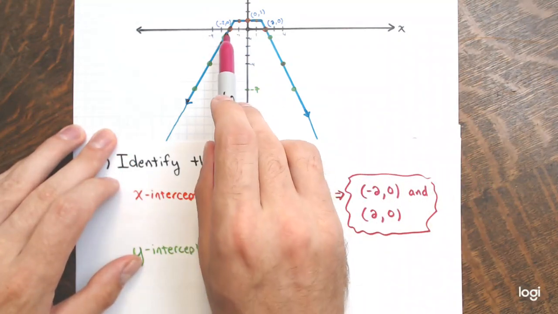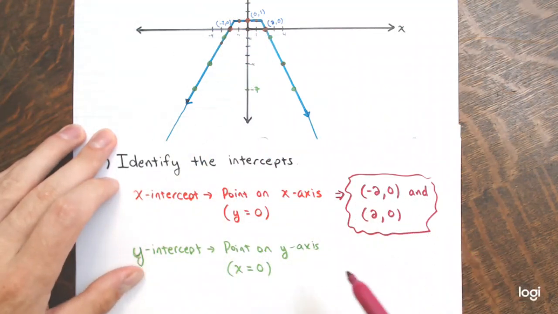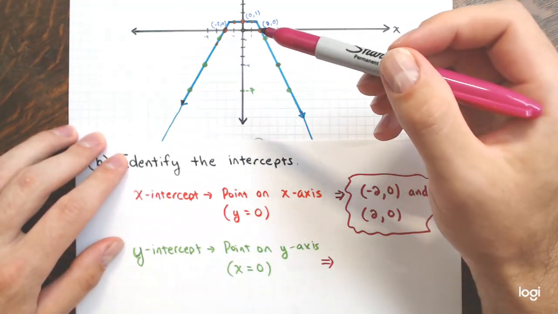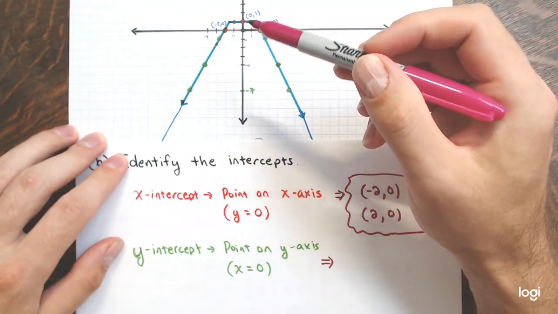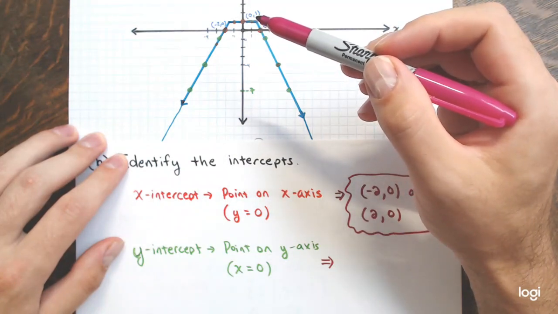X-intercepts are points of the graph that are on the x-axis. And y-intercepts, if this graph has any, are any points of this graph that are on the y-axis, the vertical axis here. They'll have an x-coordinate of 0. That's this point labeled here, the point (0, 1).